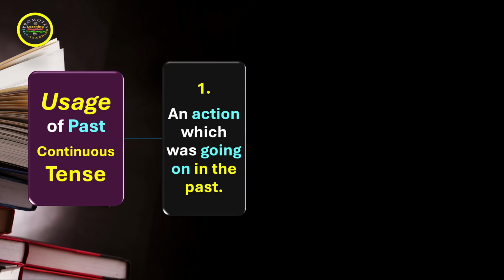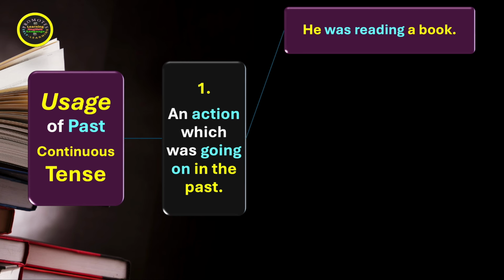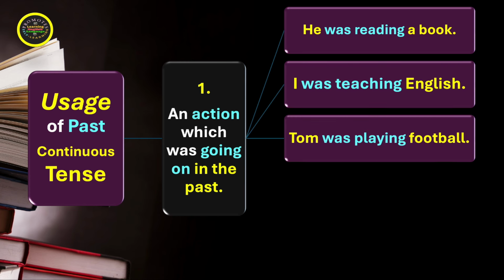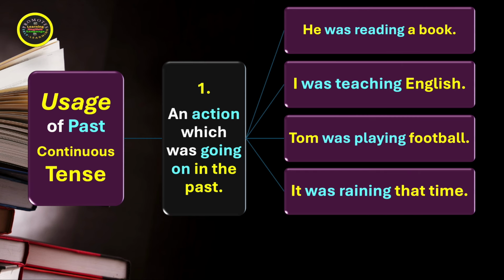And the first point is an action which was going on in the past, an action which was progressing in the past, which continued in the past, which kept going in the past, which kept happening in the past. Let's see the examples. He was reading a book. I was teaching English. Tom was playing football. It was raining that time.